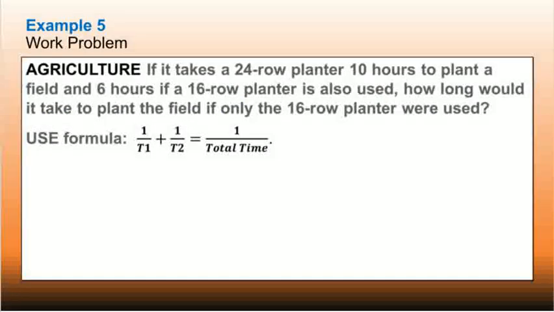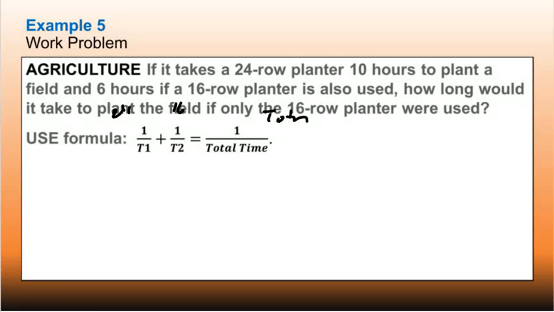And our last type of problems are work problems. It says if it takes a 24 row planter 10 hours to plant a field and 6 hours if a 16 row planter is also used, how long would it take to plant the field if only the 16 row planter were used? So for this one, we're going to use this formula. So 1 over the time of this will be like the 24 row, and this will be the 16 row, and this is the total.